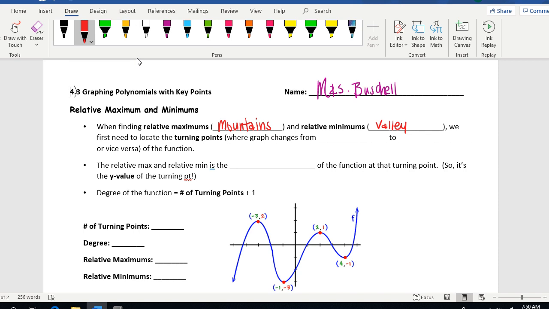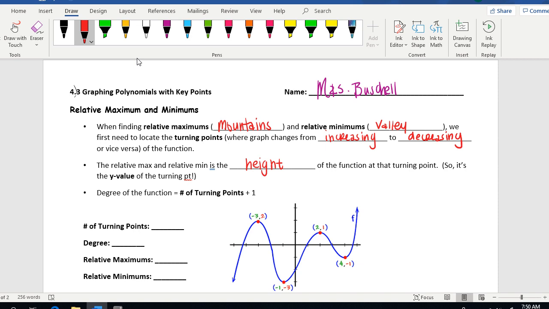And turning points are not necessarily x-intercepts. They are where the graph is changing from increasing to decreasing directions. All right, so we have relative maximums looking for my mountains, relative minimums looking for my valleys. The relative maximum or minimum is almost like the height of the function at our turning points.